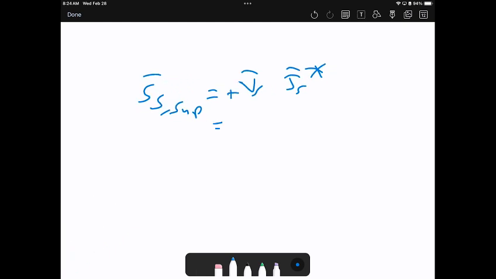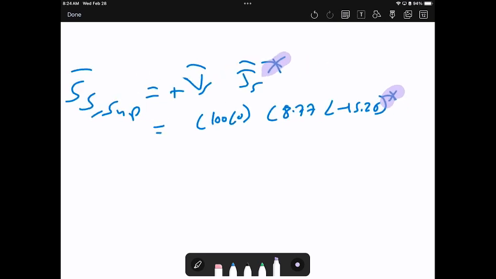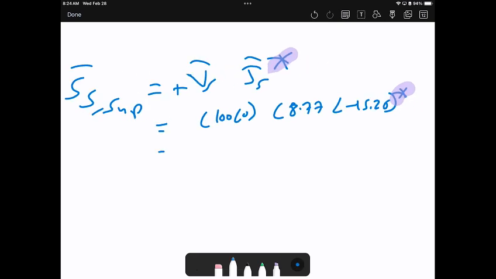Then it will be 100 angle 0 times 8.77 angle negative 15.26 conjugate. The common mistake in the second exam is that many students miss the conjugate. So what should I do to deal with this expression in the calculator? Before applying it in the calculator, do the conjugate first. So it is 100 angle 0 times 8.77 angle, and the conjugate means flip the sign of the angle, so it becomes positive 15.26. Now I'm ready to apply this in the calculator.